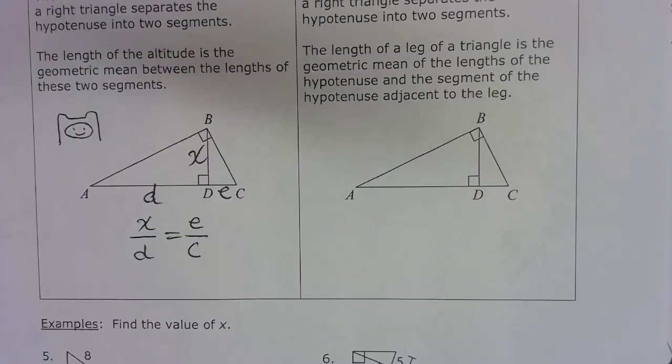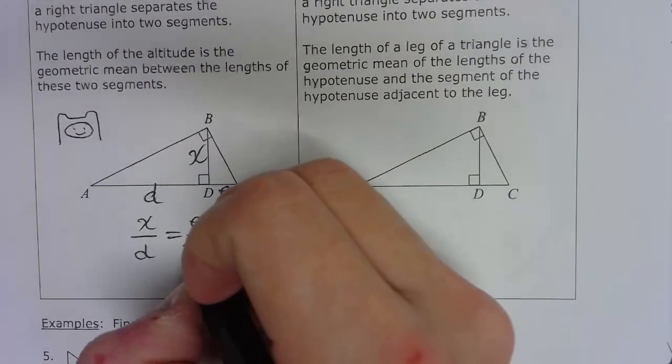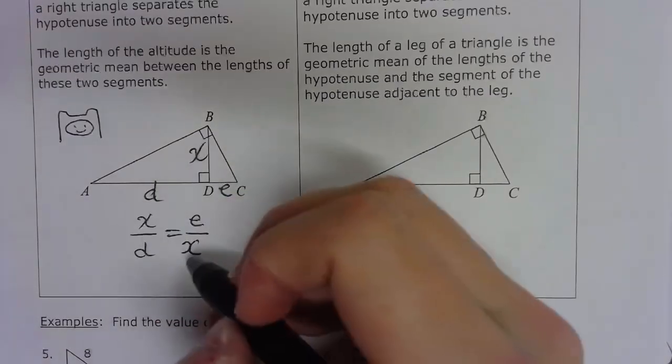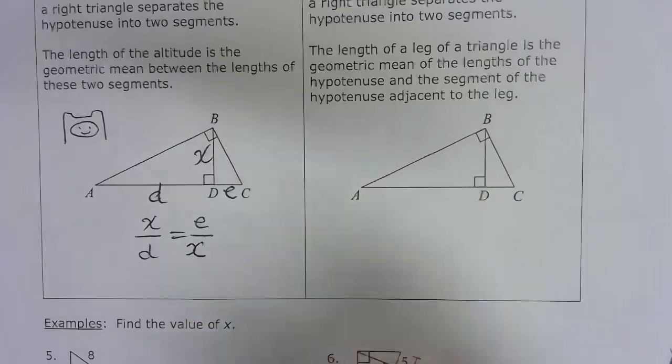No big deal. Okay? We're just going to pretend I did this. Look at that. Fixed. Okay? E over X. So now that you have a fraction, you can cross multiply and divide.